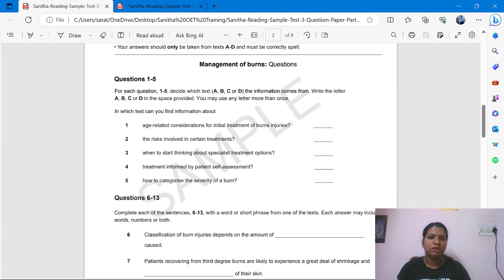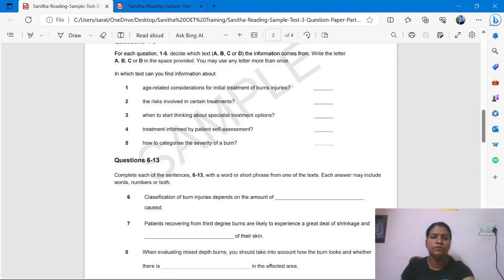After that the question will start. Questions 1 to 5: for each question, decide which text, that is A, B, C or D, the information comes from. Which paragraph contains this information? Write the letter A, B, C or D in the space provided. So we can read from the first question.